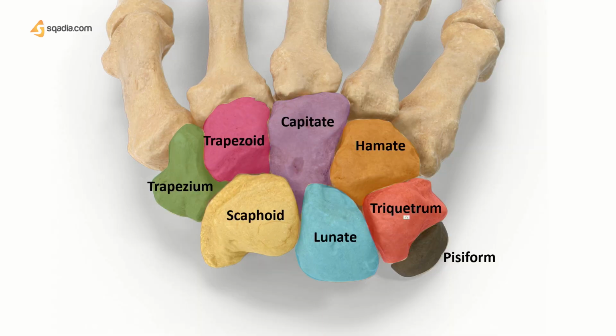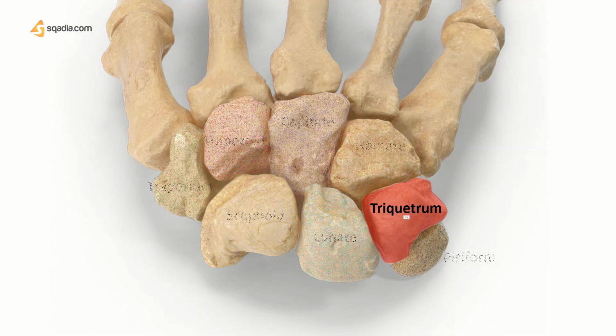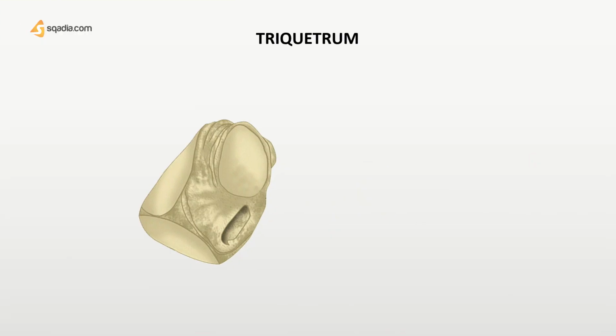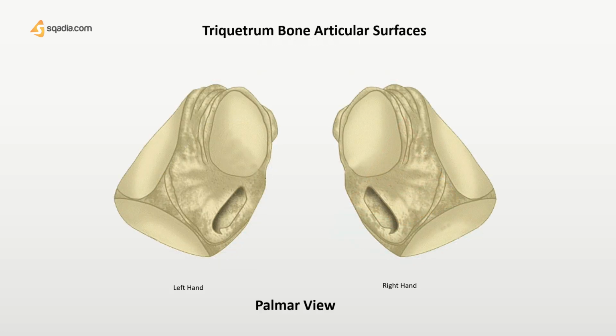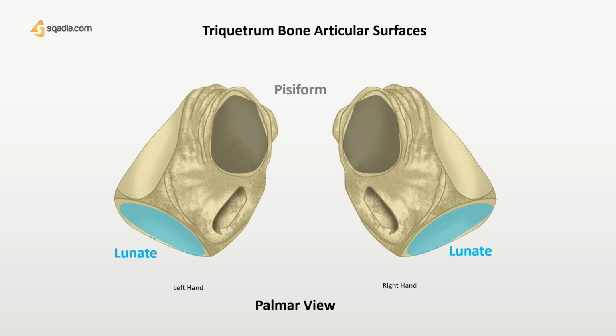The third bone in the proximal row is the triquetrum. It is a three-cornered bone named the triquetral bone. It is pyramidal in shape and it is named so because tri means three and quetra means corner. From a palmar view, its apex points distomedially towards the pisiform bone. The base of the triquetral bone is directed laterally and communicates with the lunate bone.